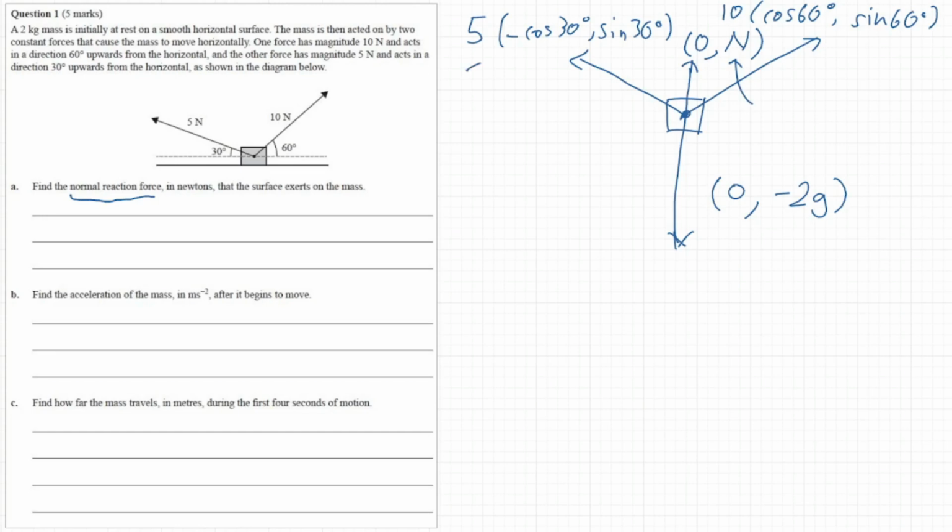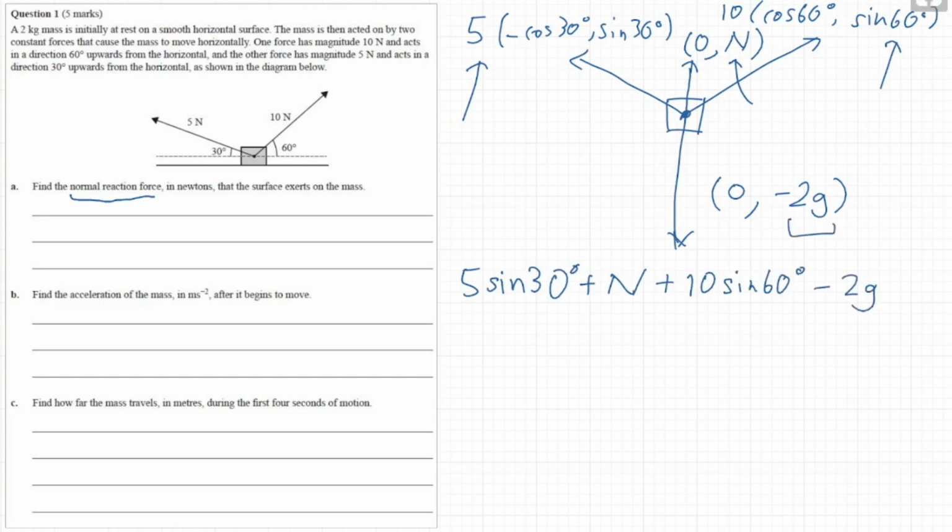So I'm going to start on the left here. 5 sine 30 degrees plus N. And now we'll add up this contribution. So that's 10 sine 60 degrees minus 2g for this y component. And we know that equals 0. And the reason is, remember, the forces cause the mass to move horizontally. And therefore the sum of the forces in the y direction has to be 0.